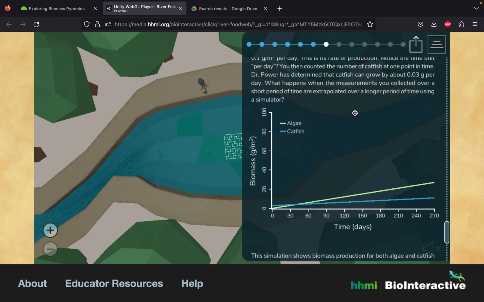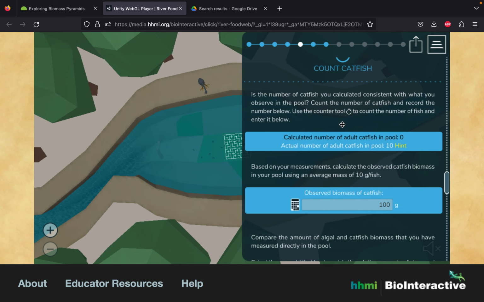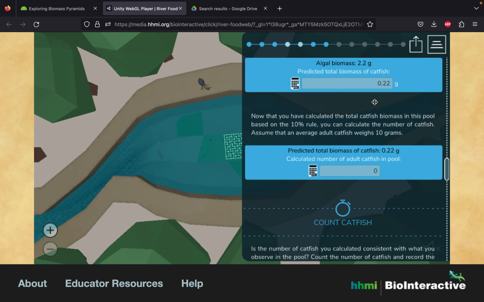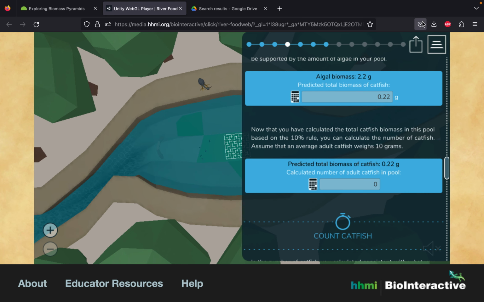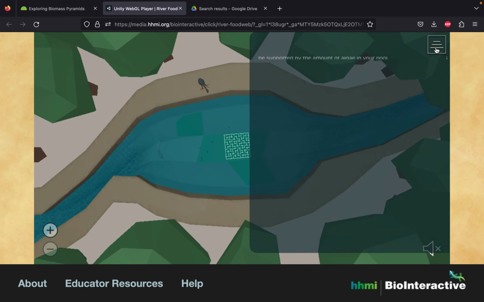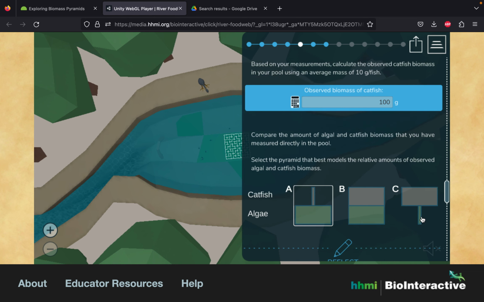So you came through here and you scraped some algae, right? And then you predicted that there would actually be 0 catfish in the pool. Well, that's our count, but right, we collected a really small amount of algae. We predicted that based on that small amount of algae, there should be no catfish. When we actually measured it, we found an inverted pyramid. We found a little bit of biomass for the algae and a ton of biomass for the catfish. And so it's kind of confusing, right? How does that tiny bit of algae support this huge amount of catfish?